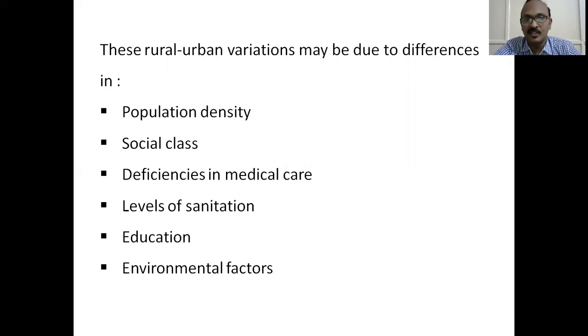And the levels of sanitation are also poor among the rural public. Education plays a lot as far as the differences in occurrence of disease in urban areas and rural areas are concerned. Usually in villages, we find people to be illiterate and ignorant compared to their urban counterparts. Environmental factors are also responsible to a certain extent as far as the causation of disease in urban and rural areas is concerned.